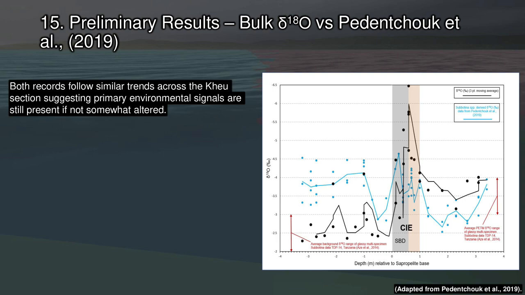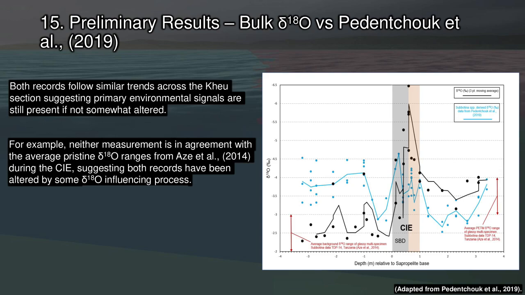If we compare the new bulk records to the existing foraminiferal stable isotope data, both records show the same sorts of trends. So it suggests that the primary environmental signals are preserved, if somewhat altered. However, neither measurement is in agreement in terms of the range of values that we would expect to see from pristine samples from other locations. You can see that both the existing stable isotope record and the new bulk record have extremely negative values, far beyond what we would expect from a site at a lower latitude than this one. So again, this suggests influence from other processes.